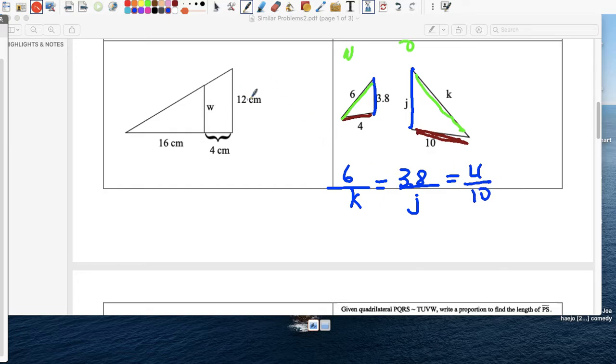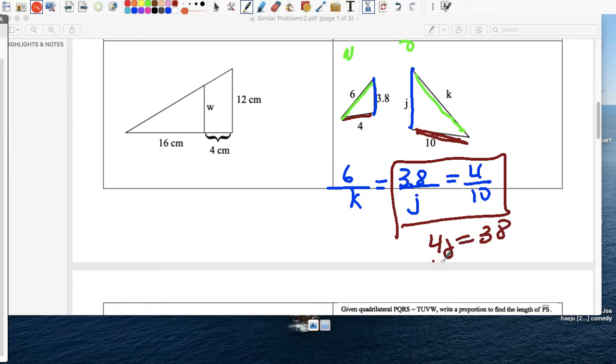So again, this is almost like 3 questions ago. Okay, so let's start with these two. You can use this proportion here. Let's find j first. So if we do that, we get 4j equals 38. And we're going to divide both sides by 4, and j equals, I have no idea, 9.5. So again, I'm going to come over here, take the j out, put 9.5.